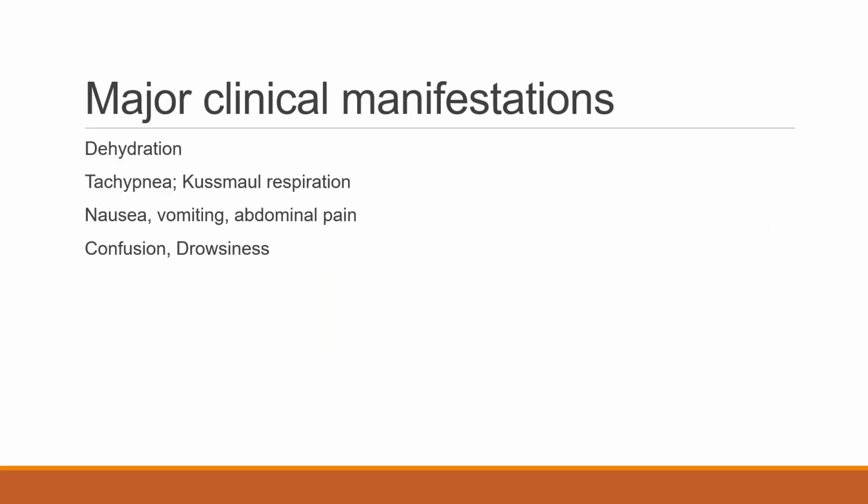So what are the major clinical manifestations? The major clinical manifestations are signs of dehydration, tachypnea, that means increase in respiratory rate, Kussmaul respiration, that is increase in rate and depth of respiration, nausea, vomiting and abdominal pain, and confusion or drowsiness or decrease in level of sensorium.